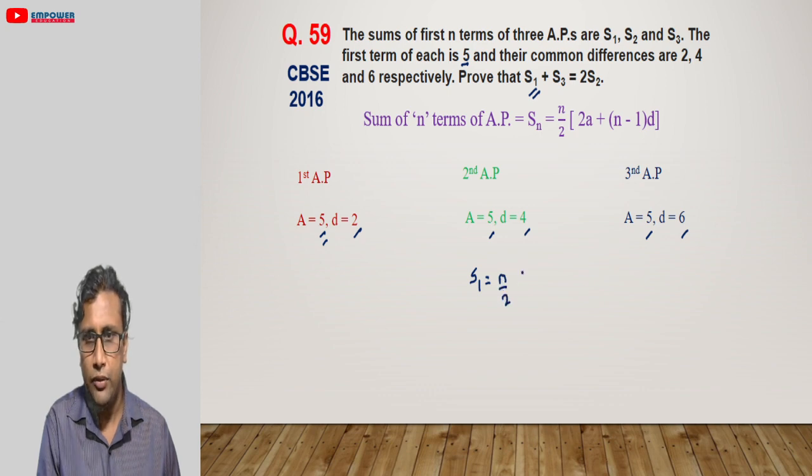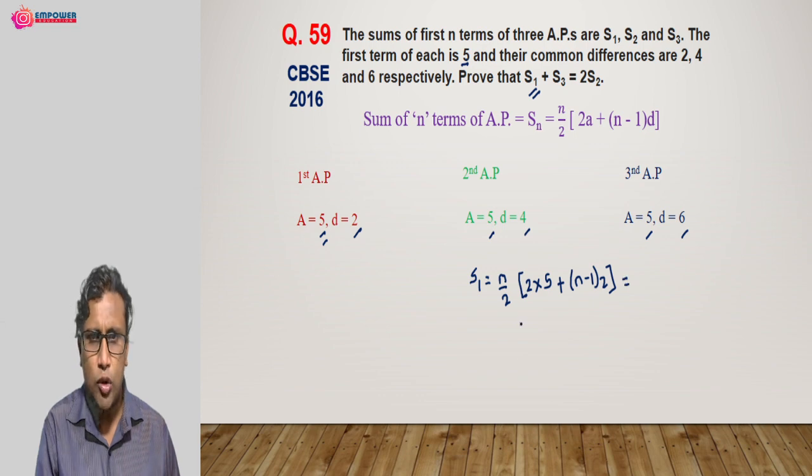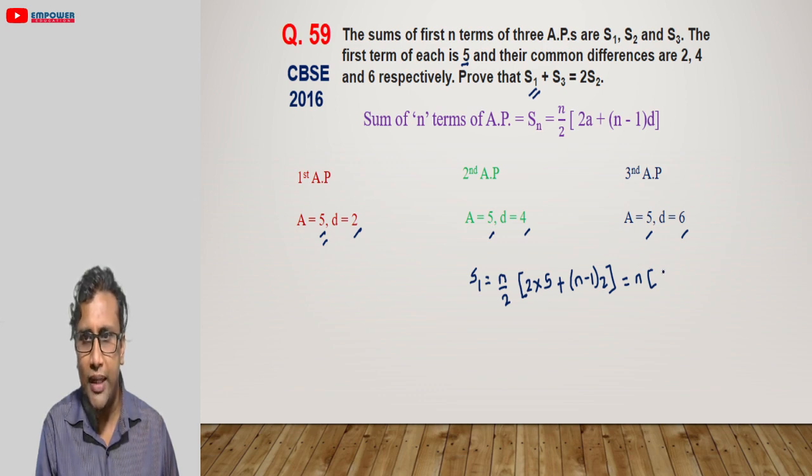So this is n by 2. Then I have 2 into A, which is 5, plus n as it is. And d is given as 2. What I will do is take this 2 in the denominator inside the bracket. Let's see what happens. It will divide both the terms, there are 2 terms. So here 2 into 5 divided by 2, I will just have 5 there. And here, plus n minus 1 I can write.